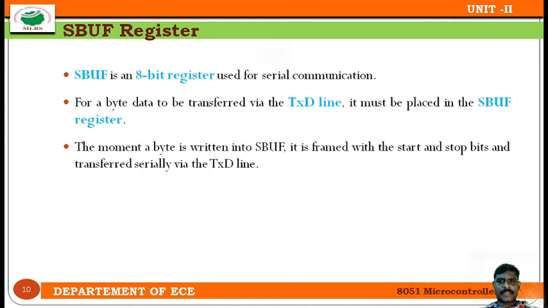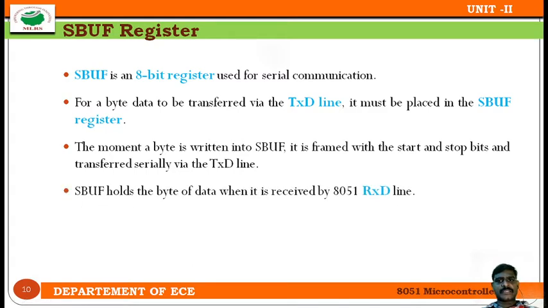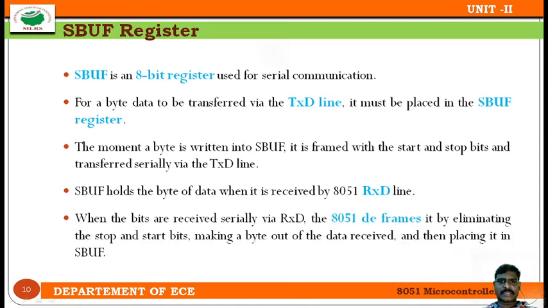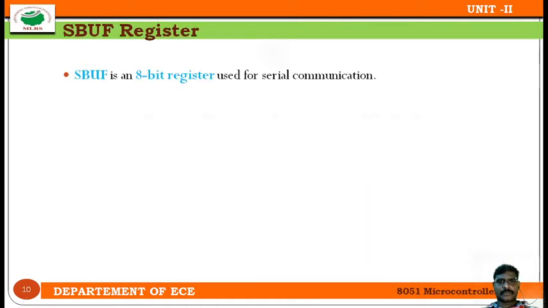For a byte of data to be transferred via a transmission line, it must be placed in the SBUF register. Similarly, SBUF holds the byte of data when it is received by the 8051 on the receiver line. So SBUF can be accessed like any other register in the 8051. Just as you access the A register and B register, in a similar fashion the SBUF register can also be accessed.